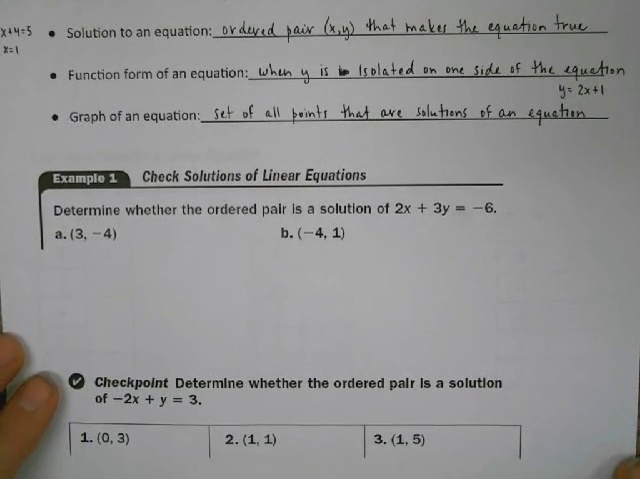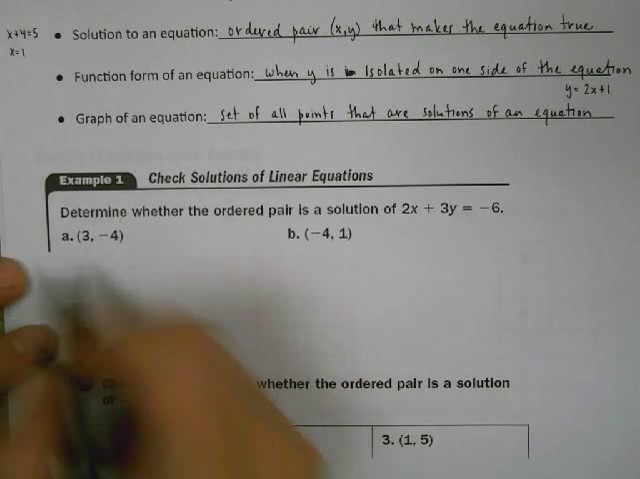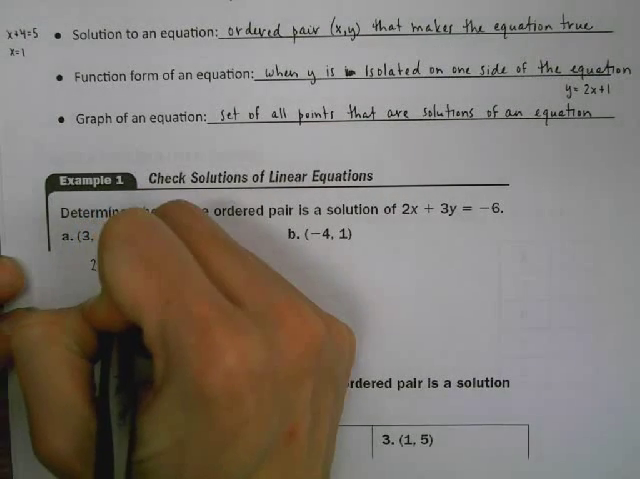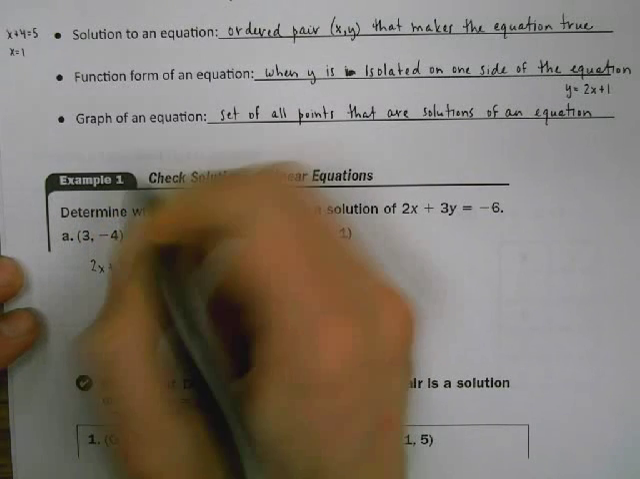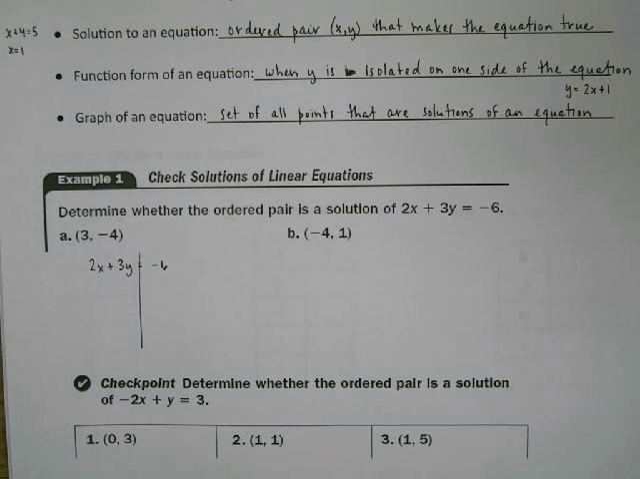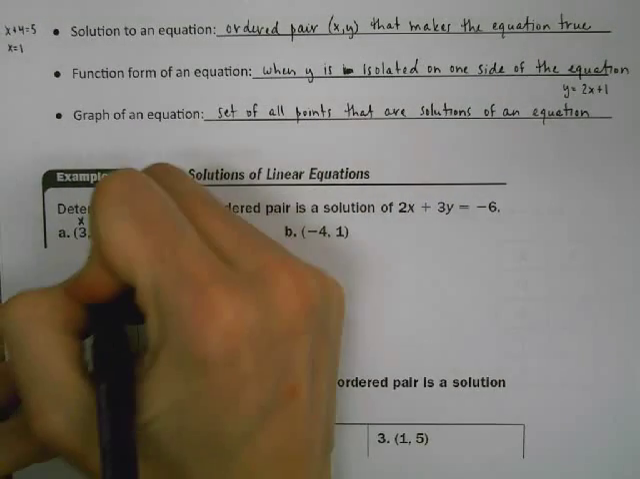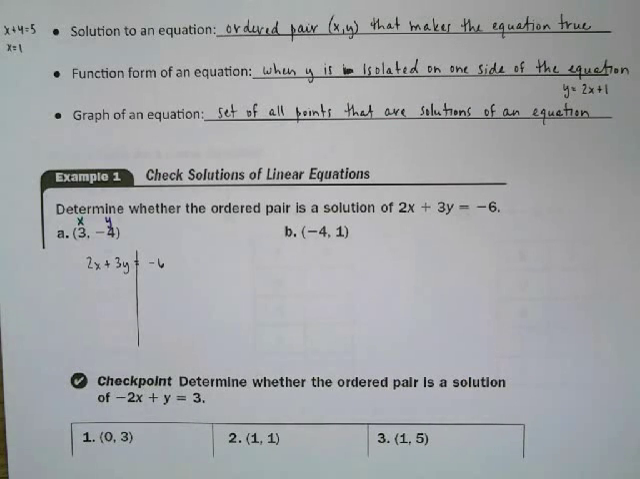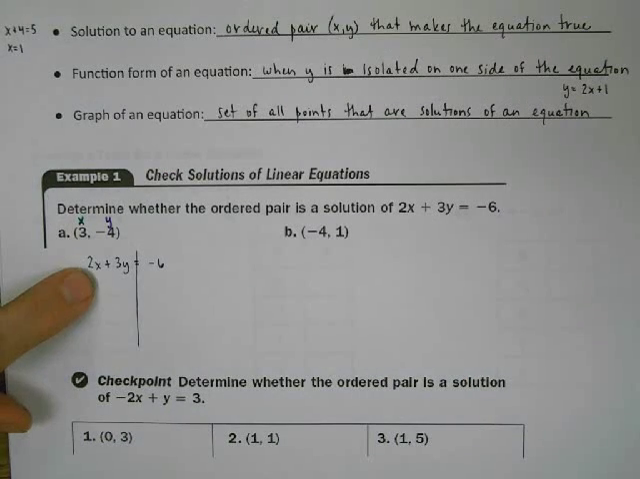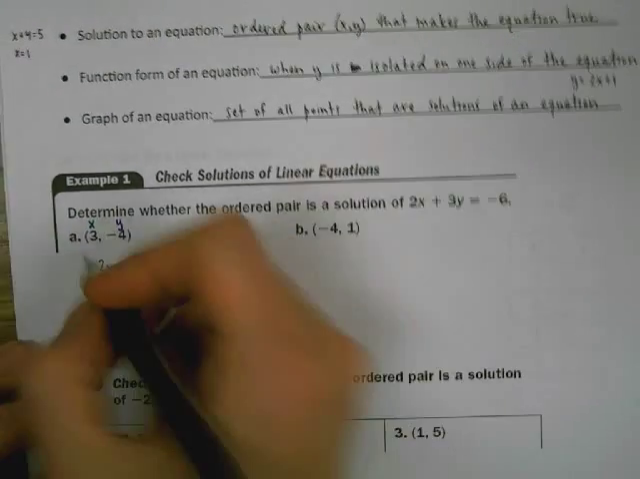So here's our first goal: to be able to check whether an ordered pair is a solution of an equation. For part A, my equation is 2x plus 3y equals negative 6. I want to know whether the point 3, negative 4 is a solution of that equation. We know our ordered pair looks like x comma y. So all I'm going to do is substitute my 3 for my x value and my negative 4 for the y value, and see if it really equals negative 6.